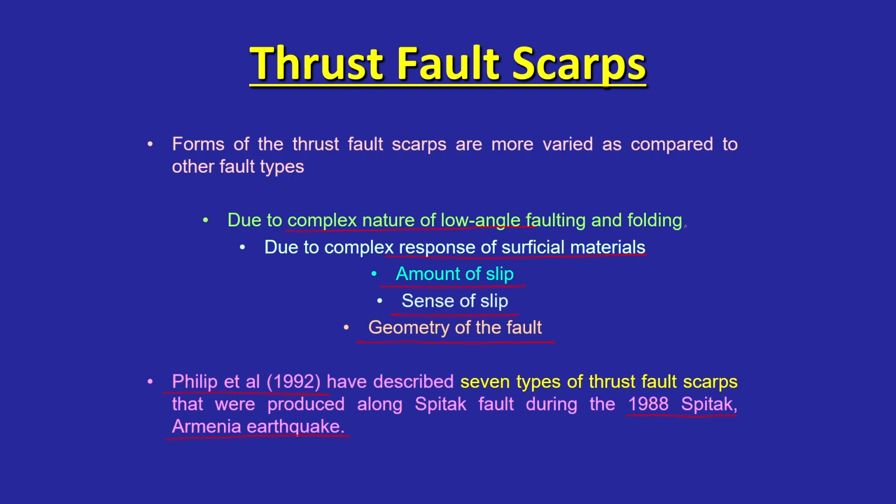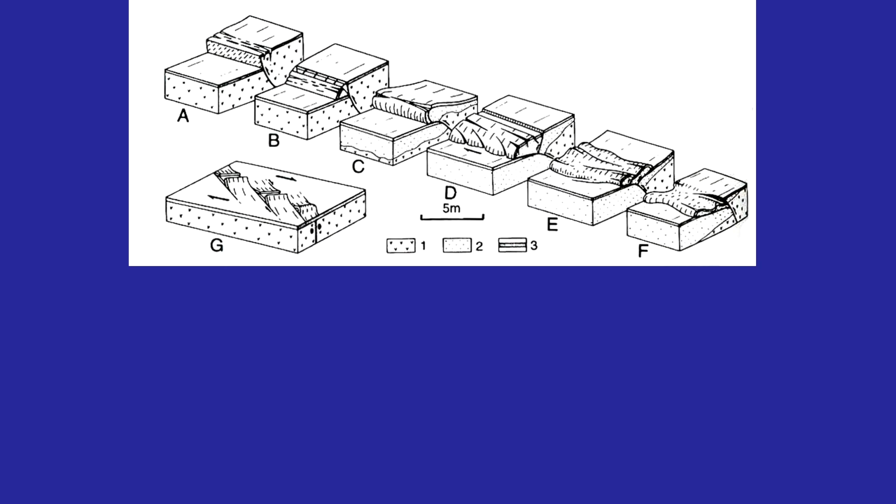Now, they saw that because of this complex nature and different parameters, or the components you try to incorporate, the faulting pattern, but the scarp formation, will change from place to place. Where you have the amount, sense of slip, then geometry, then the material, and the angle, of course, that is the geometry part.